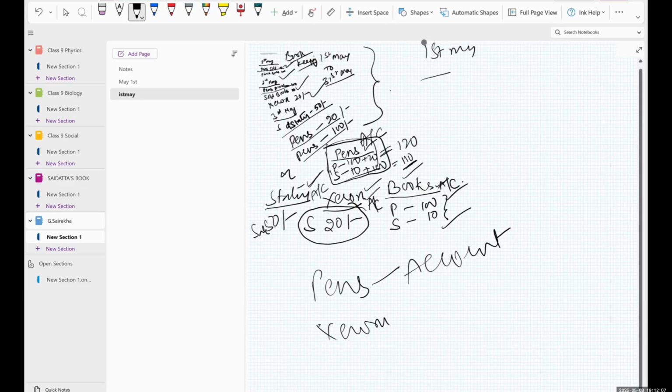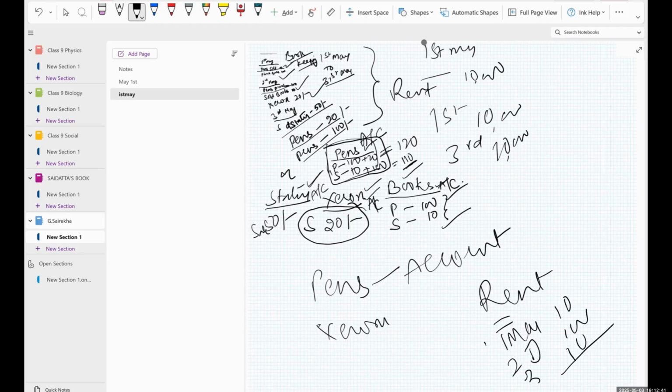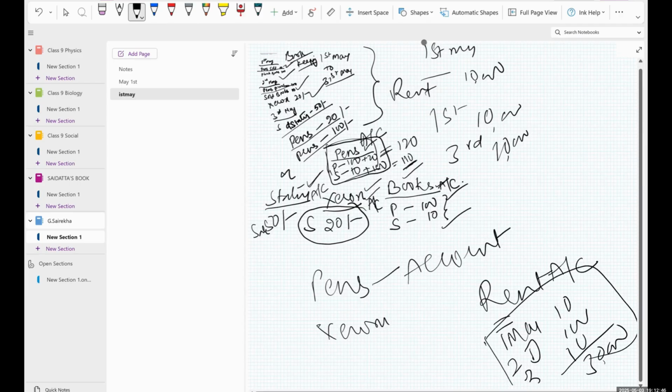Now, next one. On 1st May, you paid rent, stationery shop rent, 10,000. The next month, 1st June, you paid 10,000. And in July, you paid 10,000. Every month rent is 10,000. Now, if I come and ask how much rent we paid for all these 3 months, you'll tell 30,000. May 10,000, June 10,000, July 10,000, total 30,000. This is called the rent account.